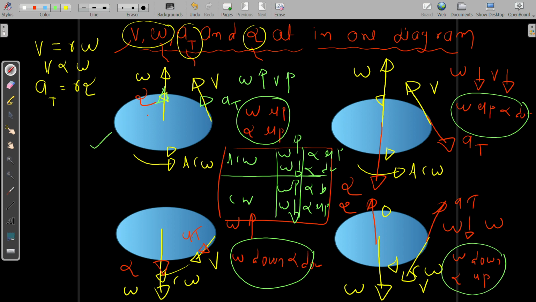So in this there is angular acceleration motion, in this there is angular retardation motion, in this again angular acceleration motion, and in this there is angular retardation motion. So we can decide all three. These all are related with each other: linear velocity, angular velocity, tangential component, and angular acceleration. Okay, thank you.